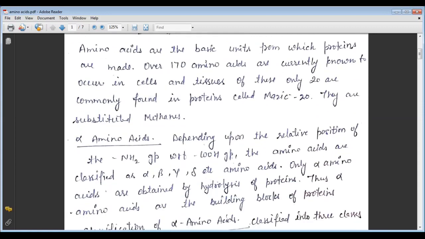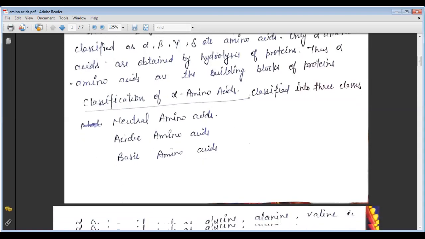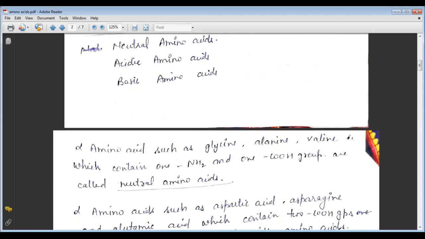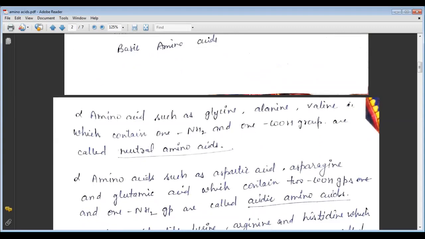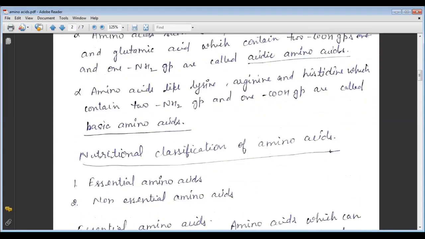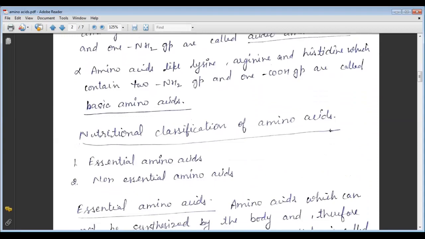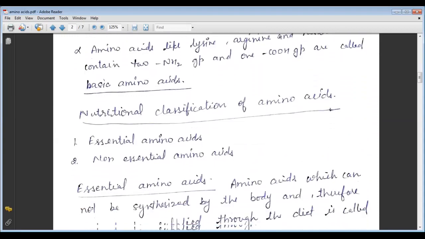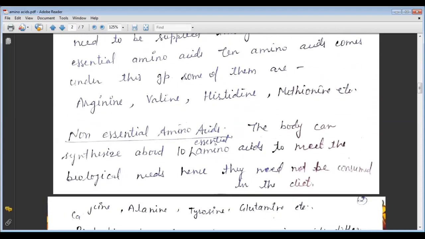Now we have discussed the alpha amino acid, then the classification of alpha amino acids. So there are the neutral amino acids, the acidic amino acids, and the basic amino acids. So we have already discussed alpha, neutral, acidic and basic amino acids. Now the classification based upon nutrition: there are essential amino acids and non-essential amino acids. Now we know about the essential and non-essential amino acids.